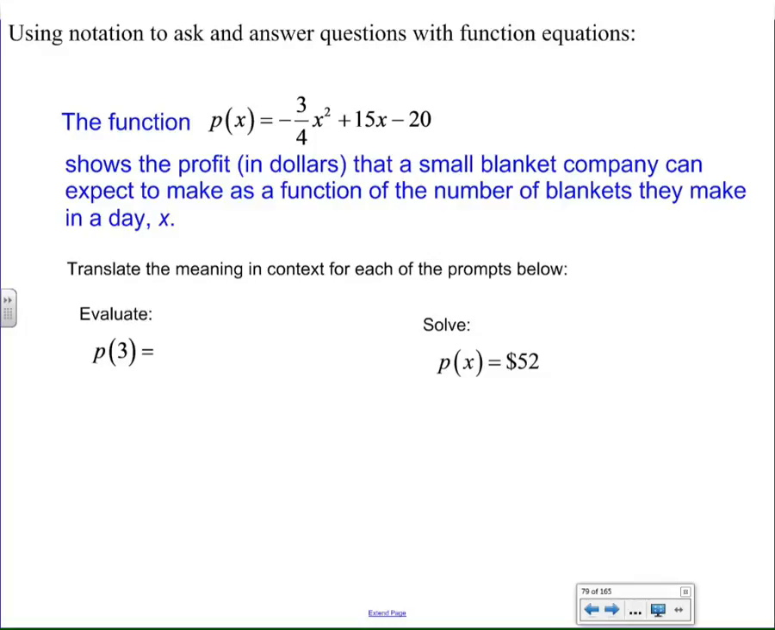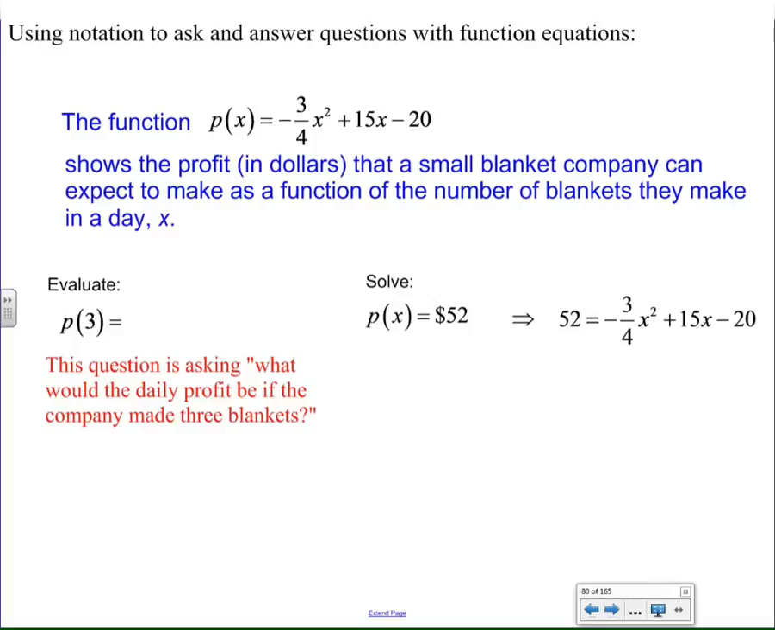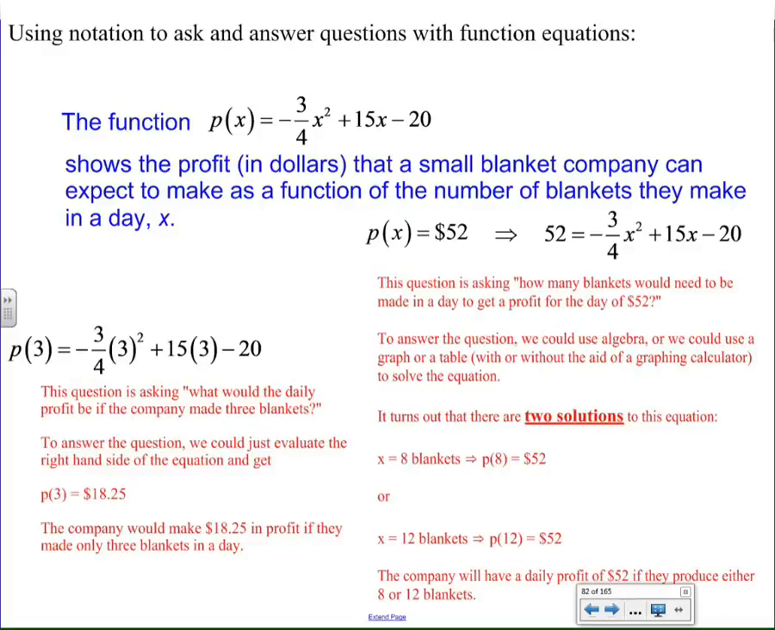So how would we answer these questions since what we're given is an equation rather than a table or a graph? Simply enough, all we have to do is, wherever there was an x, we replace it with 3. Then we're going to do the evaluations here, and I'll work through the order of operations later. But for right now, once you do all the calculations on the right-hand side, you get $18.25. So we can now translate that if they made 3 blankets, they'll make about 18.25 profit. That's after all their costs have been covered.